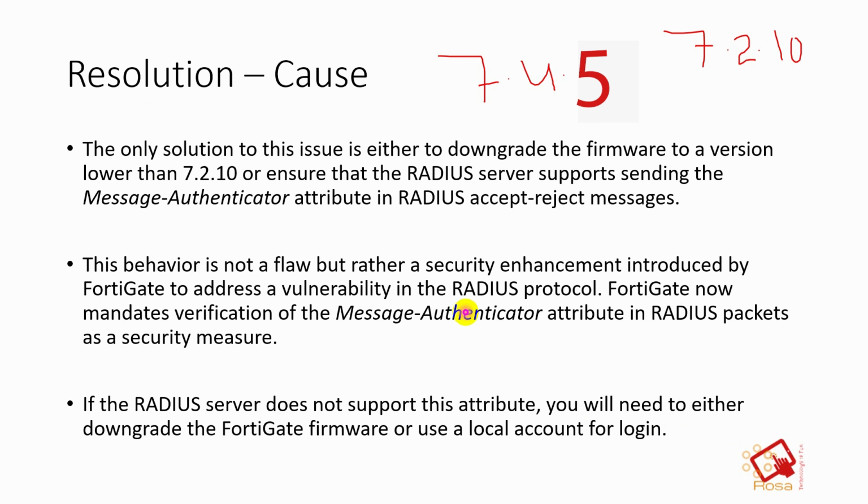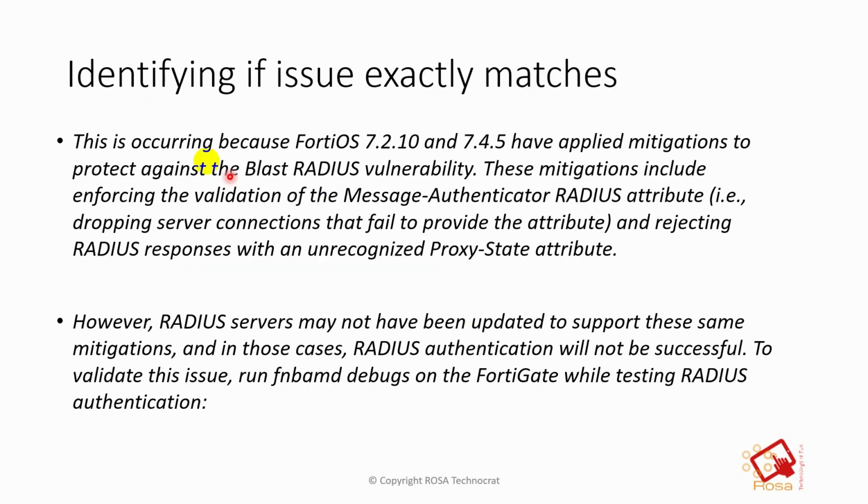Now we will understand how you can identify whether this is the actual cause behind this. Of course, if you face the issue in the admin login just after upgrading to 7.2.10, then it is because of this for sure. This is occurring because FortiOS 7.2.10 and 7.4.5 have applied mitigations to protect against the blast radius vulnerability. The name of that vulnerability is the blast radius vulnerability. And these mitigations include enforcing the validation of the message authenticator Radius attribute.